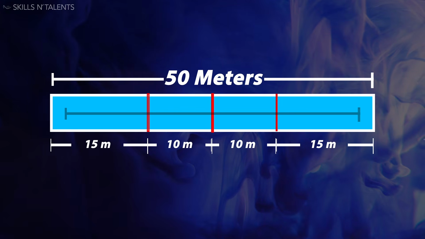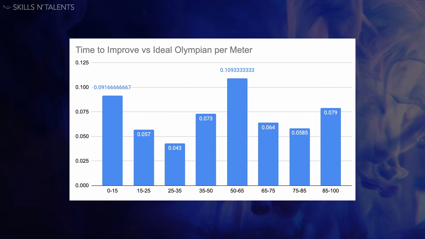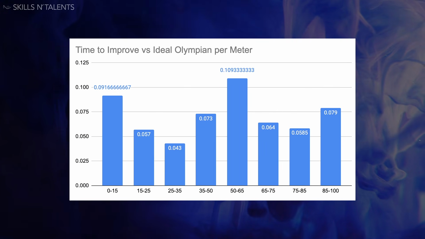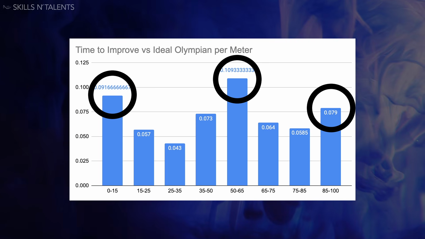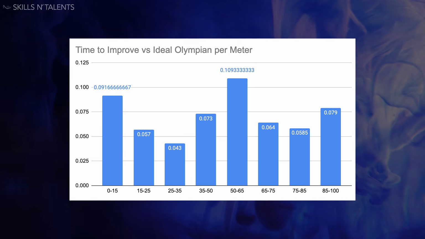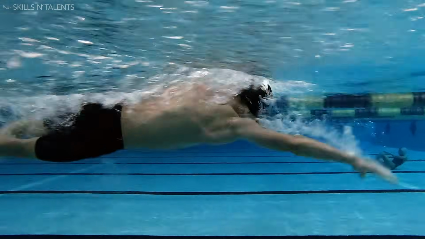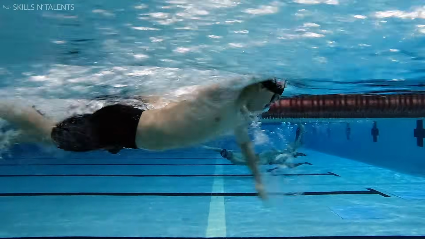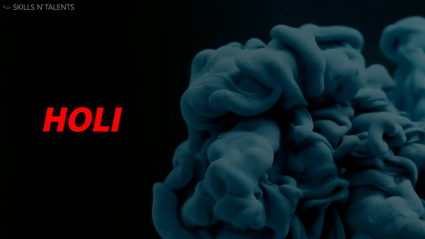But here's another table to see how much he can improve per meter on each section. You can still see that the three biggest areas of opportunity remain the same, but the difference is not as noticeable. This means that in general, everything needs to improve. We cannot work on just one thing. Holistic approach.